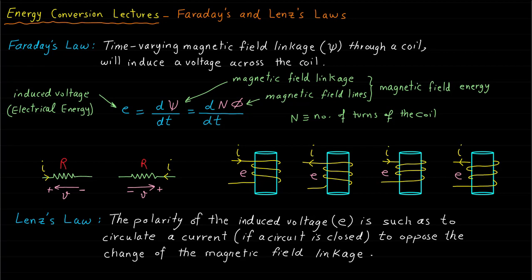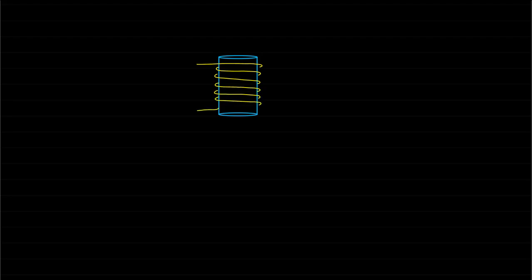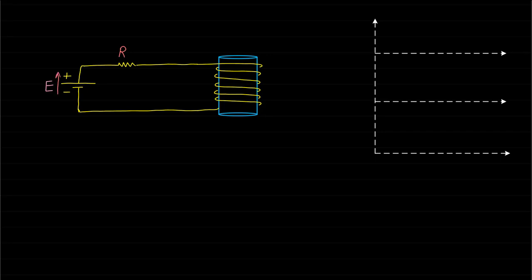To explain these two laws in detail, first we need to understand the difference between constant and time-varying magnetic field concepts. Let's assume we have an electromagnet supplied by a DC source through a resistance R. The DC source has constant voltage value E with respect to time, and therefore a constant current I will flow through the coil of the electromagnet.